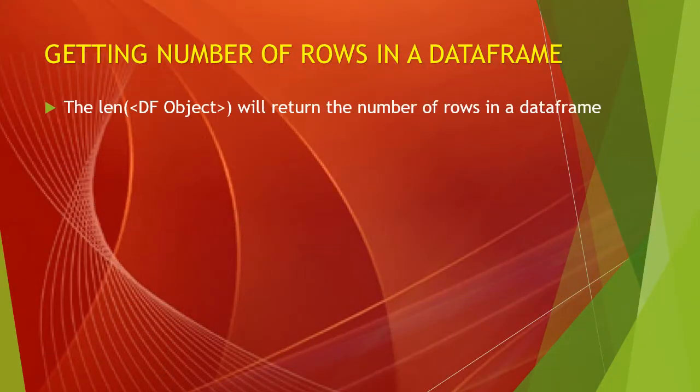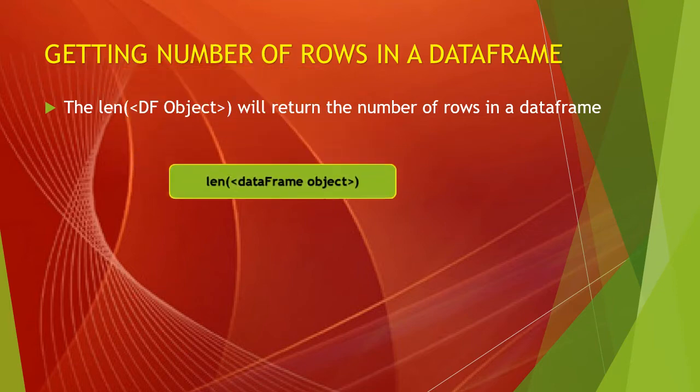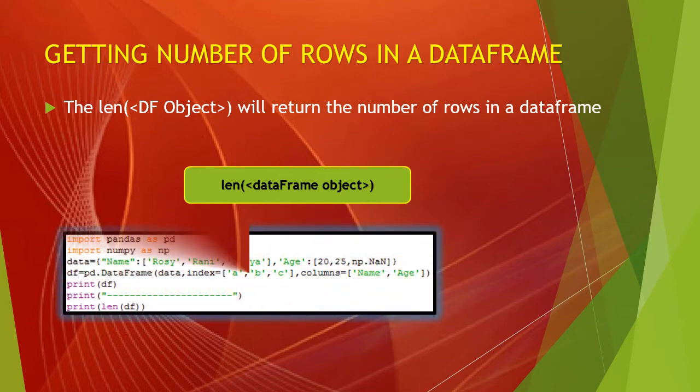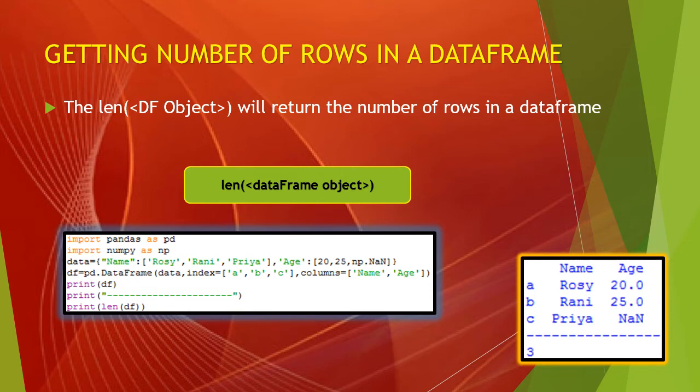And to get the number of rows, we can use the function len. The general form for length is len of data frame object. So the length of the object returns the number of rows. So totally here there are 3 rows, so it returns 3.